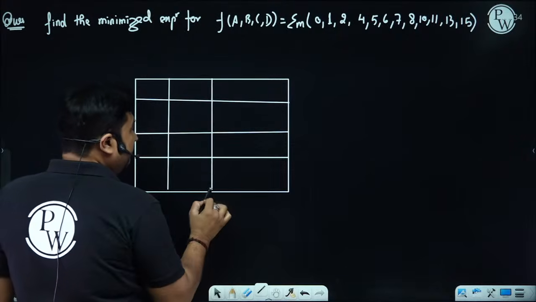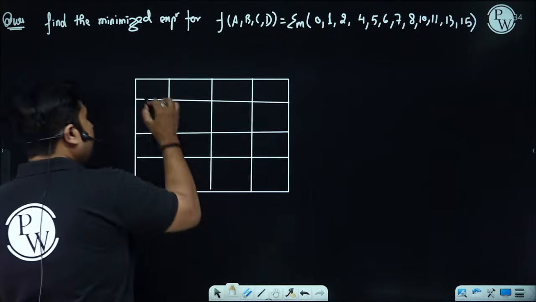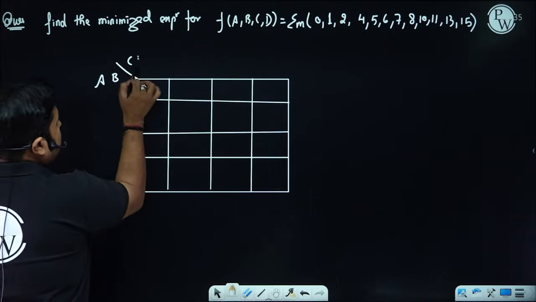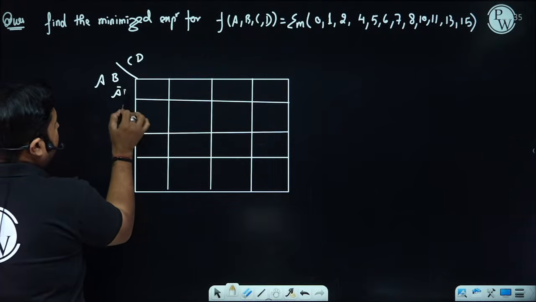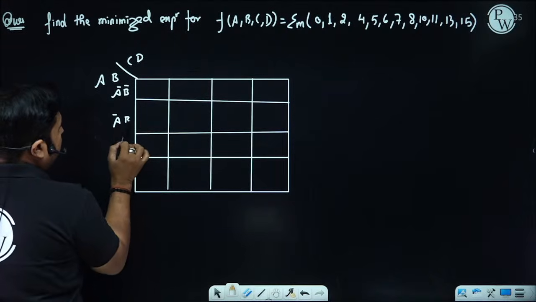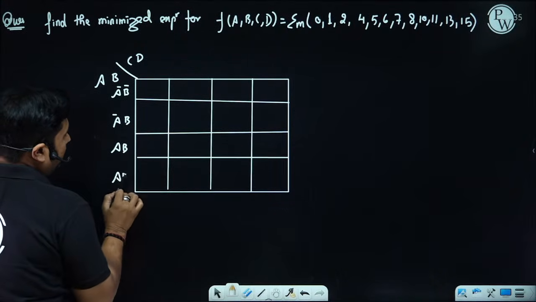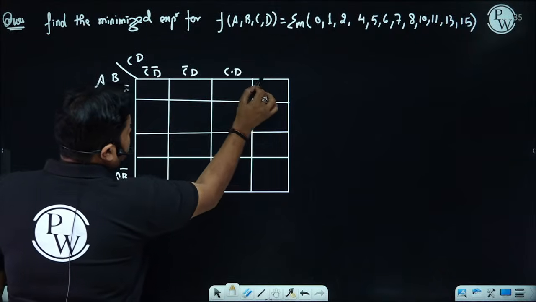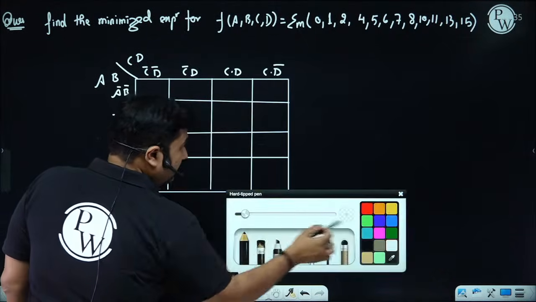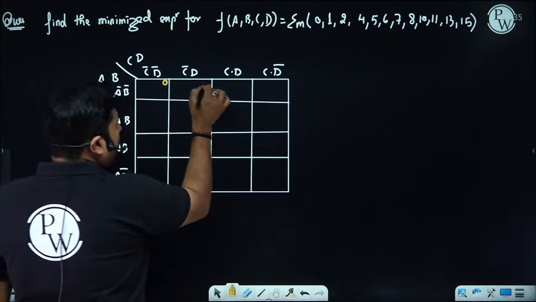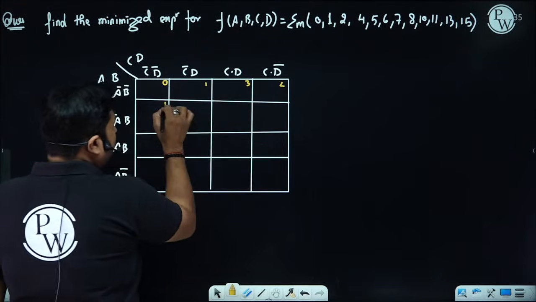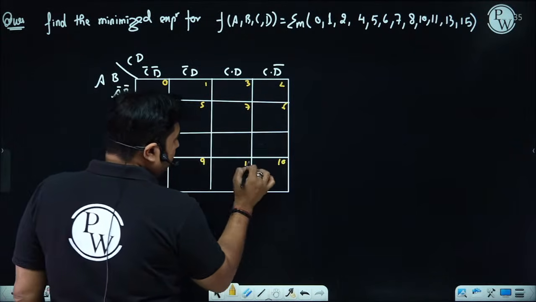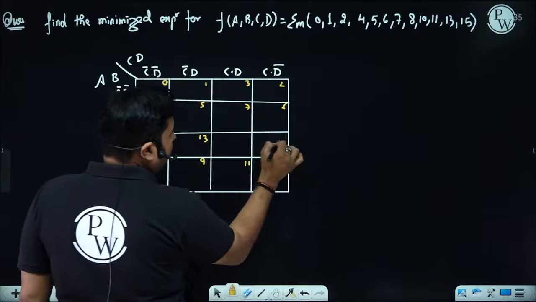Please observe everyone, beta ji, this is the most important part and many students will have confusion in this. So we have A, B, C, D. I am writing here A bar B bar, A bar B, A B, A B bar. Hoping all of you now able to understand the C bar D bar representation, C bar D, C D, C D bar. So now please observe here, as per the numbering, we have 0, 1, 2, 3, 4, 5, 6, 7, 8, 9, 10, 11, 12, 13, 14 and 15.